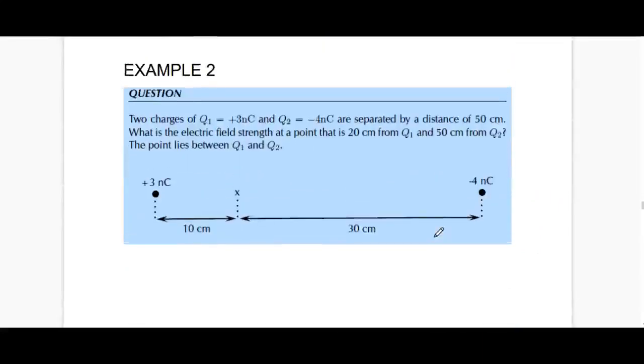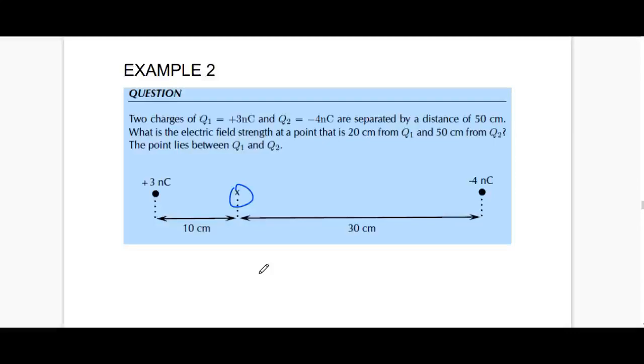So example 2, we have two charges there, and then we have a point of interest which is X. Two charges Q1 and Q2 are separated by a distance of 50 centimeters. What is the electric field strength at a point that is 20 centimeters from Q1 and 50 centimeters from Q2?